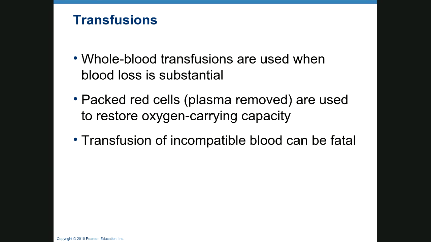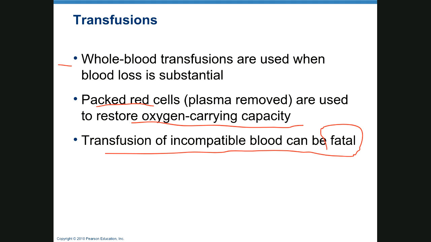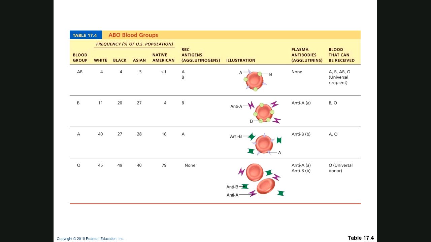Okay, transfusions. Blood transfusions are used when you have substantial blood loss. You can give packed red cells, not the plasma, if you just need red cells for oxygen carrying capacity. Now, transfusion with incompatible blood can be fatal. We'll look at a little bit, we're not talking about Rh factors yet, we're just looking at the antigens. And if you notice, type AB blood is very rare, and there's a racial difference. Like type O blood, 79% of Native Americans have type O blood.